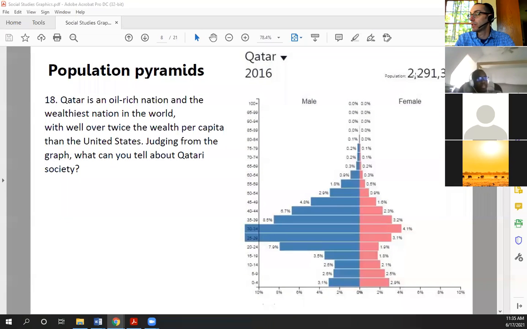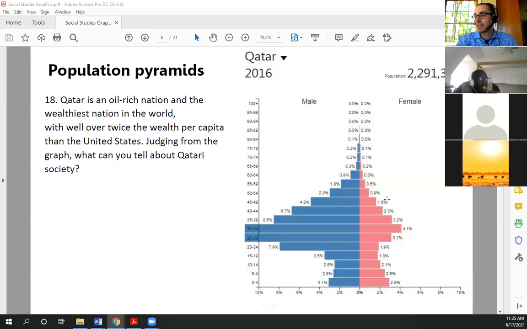The population is only 2.2 million. But the question is, Qatar is an oil-rich nation and the wealthiest nation in the world, with well over twice the wealth per capita than the United States, right? We think the average person in the United States is wealthy on a world scale. You may not think of yourself as a wealthy American, but compared to much of the rest of the world, Americans are wealthy. Qatar has twice the wealth per person than the United States. Judging from the graph, what can you tell about Qatari society?